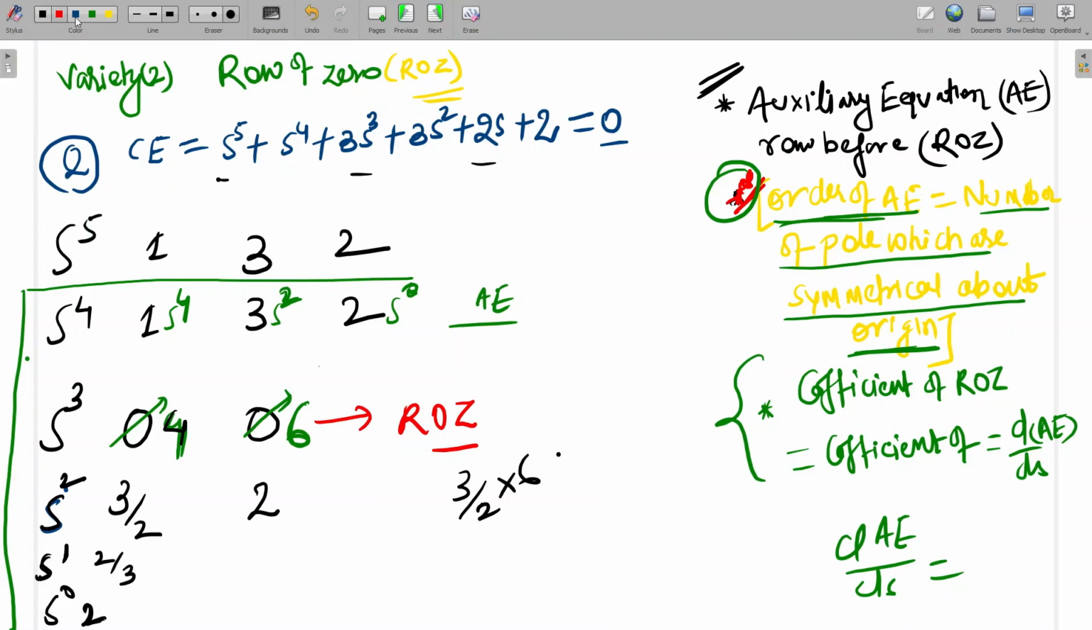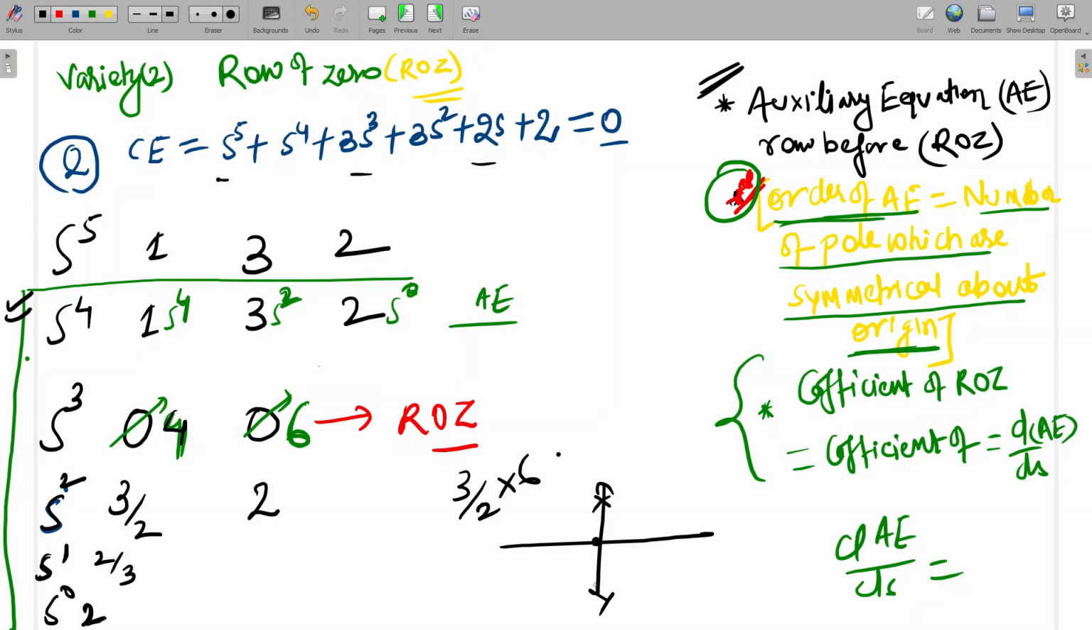How can we draw the pole plot? Where will the poles be? The order of the auxiliary equation here is 4. It means that 4 poles are there which are symmetrical about the origin. But if you see below the auxiliary equation, no sign changes are there. If any sign change were there below the auxiliary equation, only then would a pole come on the right hand side. But no sign change is there, so those 4 poles will come on the j omega axis only.